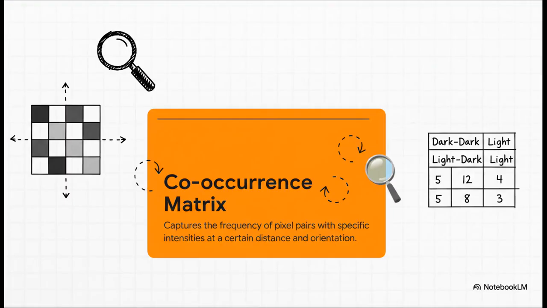Okay, so check this out. The Co-occurrence Matrix. This is a much more powerful idea. Instead of just counting single pixels, we're now counting pairs of pixels. We're asking questions like, how often does a really dark pixel show up right next to a really light one? This gives us a fantastic way to describe all those spatial patterns.